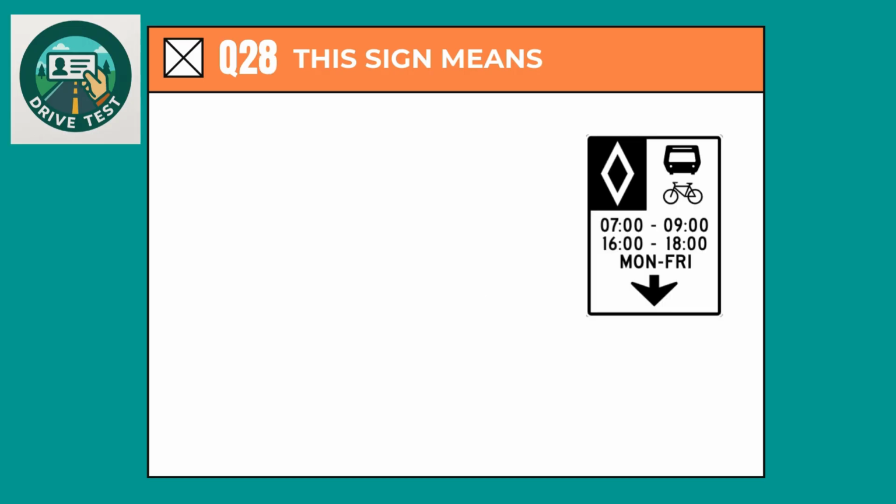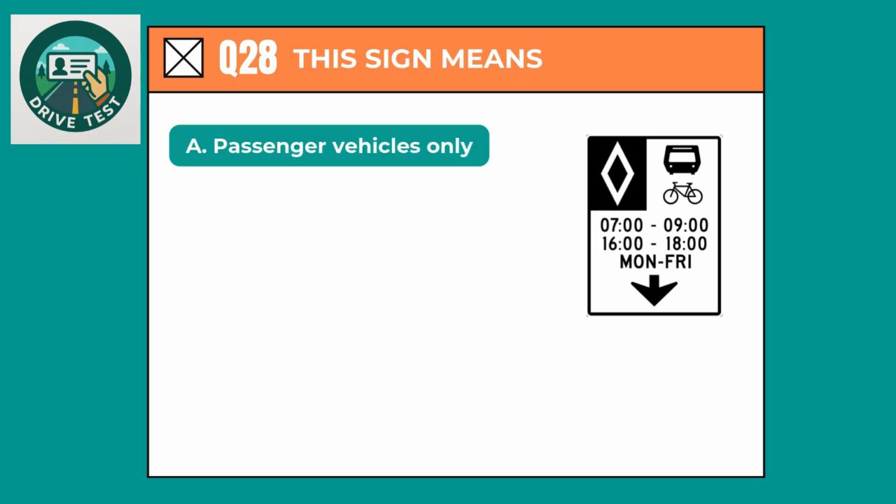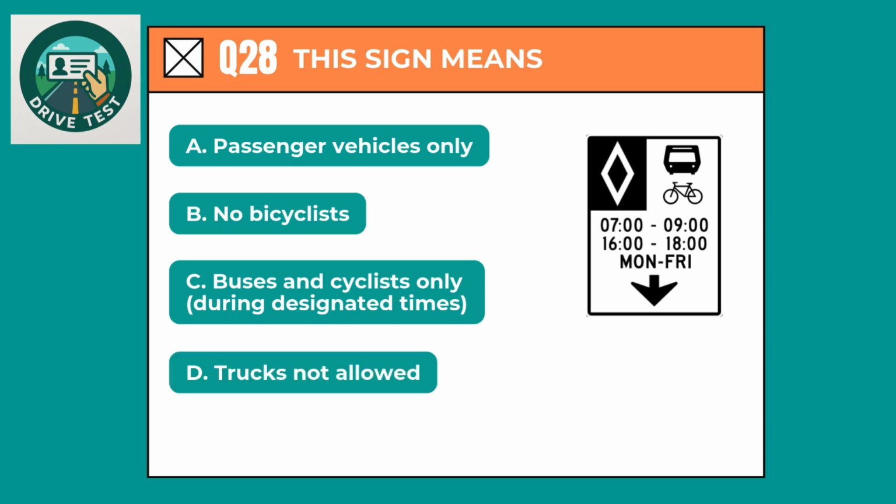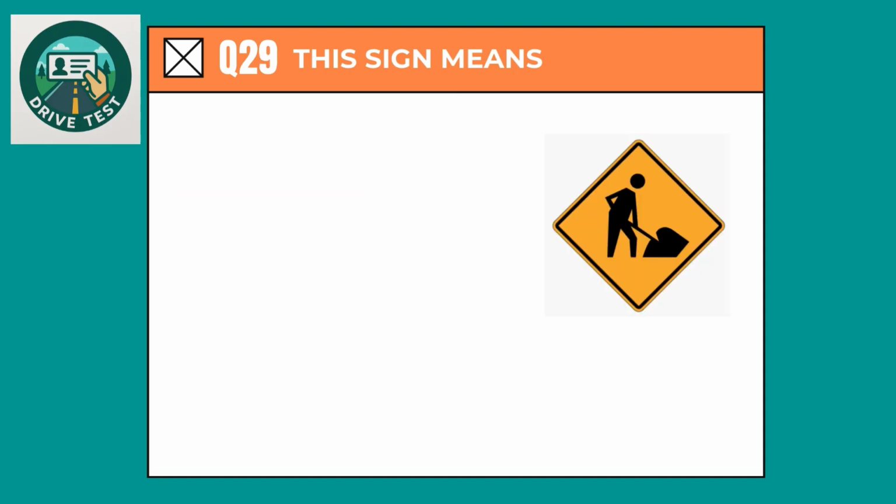Question 28. This sign means A. Passenger vehicles only. B. No bicyclists. C. Buses and cyclists only during designated times. D. Trucks not allowed. The correct answer is C. During the posted time, only buses and bicycles may enter.